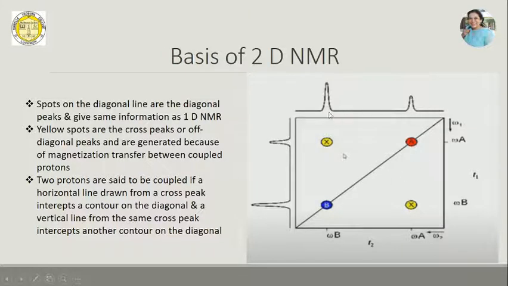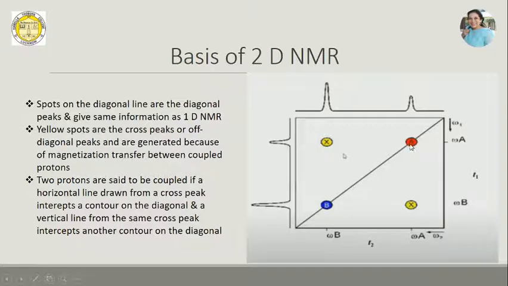You can see PPM is plotted here on the x-axis and PPM has also been plotted on the y-axis. So these dots which are on the diagonal line are referred to as diagonal peaks, and they are not very important because they are giving us the same information as in 1D NMR. You can see how they are formed. They have been formed by omega A here. They have been formed by omega B and omega B on this line.